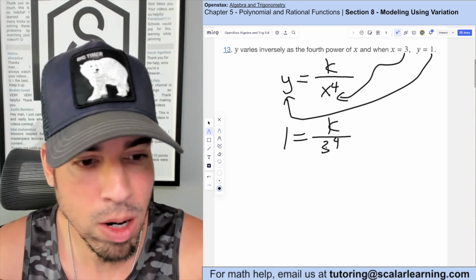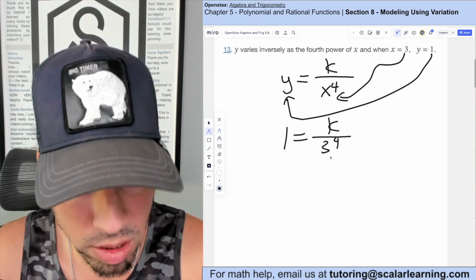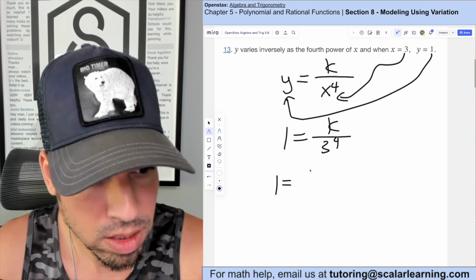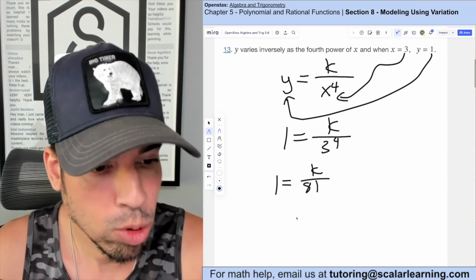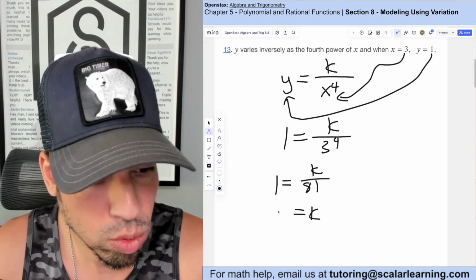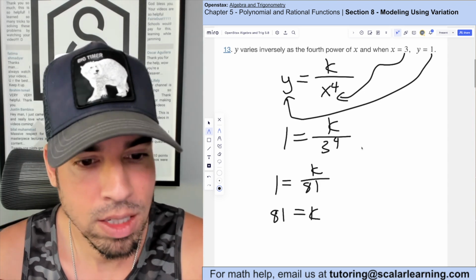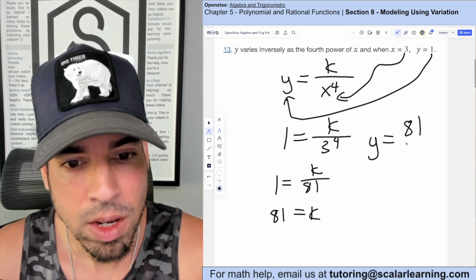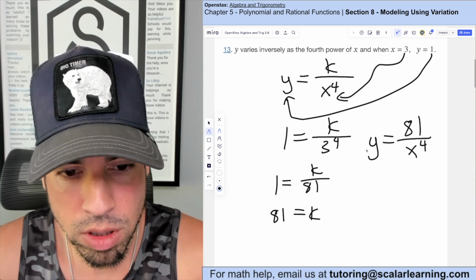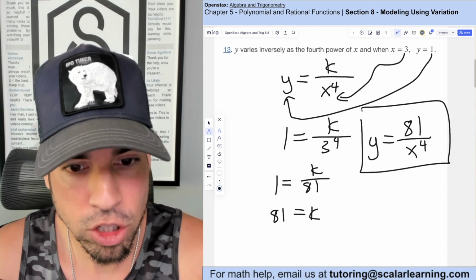So what is 3 to the fourth power? 3 times 3 is 9, times 3 is 27, times another 3 is 81. So k over 81 equals 1. Multiply both sides by 81, k equals 81. Last but not least, let's rewrite this, plugging in 81 for k and leaving that x to the fourth. So there is your equation, done.